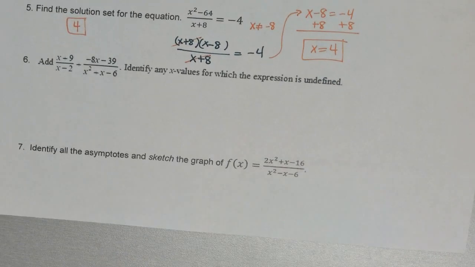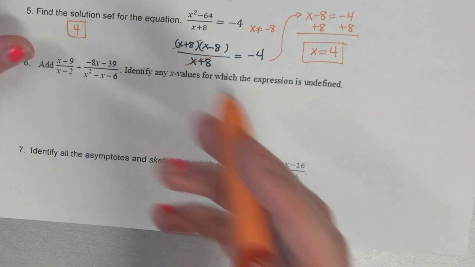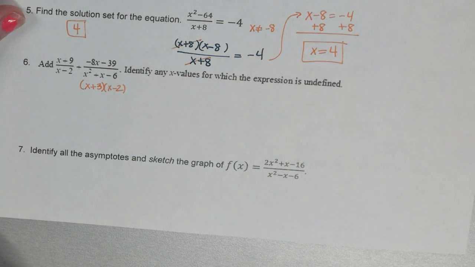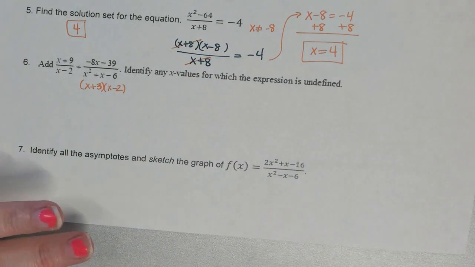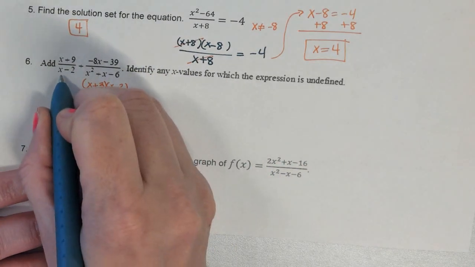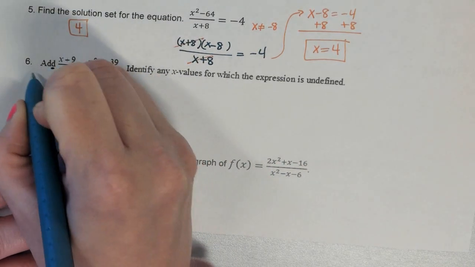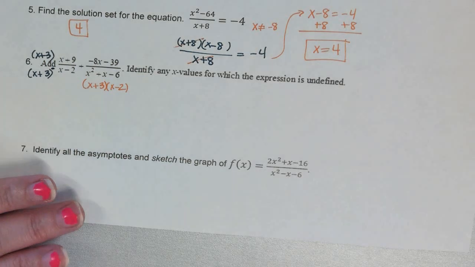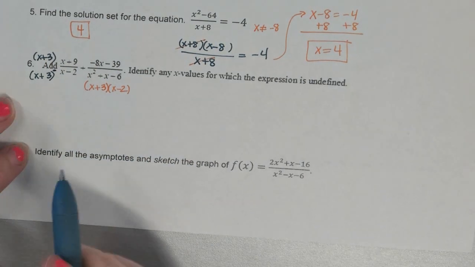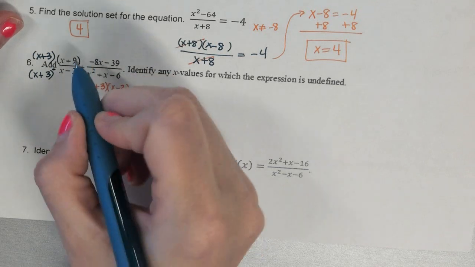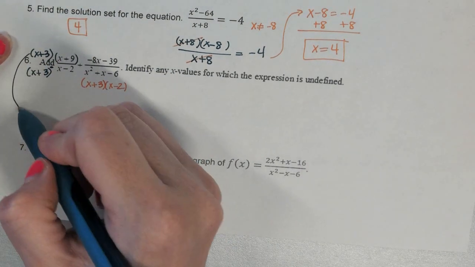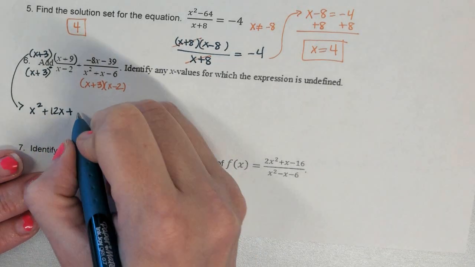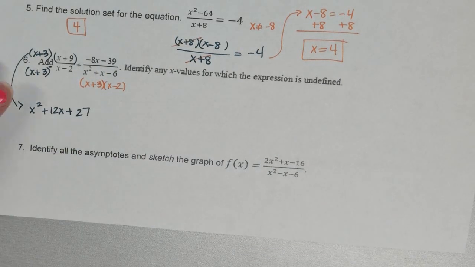Yep. Okay, so 6 is adding. It's very similar to number 3 where you have to start by factoring the denominators. You're not factoring anything in the numerator. And then once you see what this is missing, you multiply the top and the bottom by x plus 3. This will get you the LCD. Okay, so we do have to FOIL these two. So when you FOIL x plus 3 times x plus 9, you get x squared plus 12x plus 27. Okay, that's that numerator.